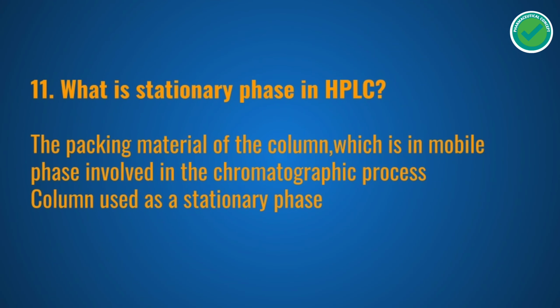What is the stationary phase in HPLC? The packing material of the column, which is involved in the chromatographic process with the mobile phase. The column is used as the stationary phase.